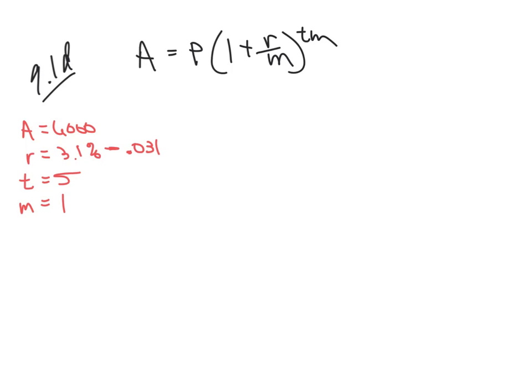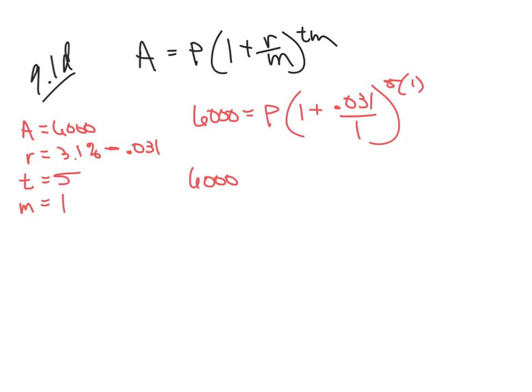So there's my letters. So I've got $6,000 equals my principal, which is what I'm looking for, times 1 plus my rate over 1, to the 5 times 1. Alright, so we've got 6,000 equals P times 1.031. So we're just adding those, to the 5th power. Okay, so far so good.